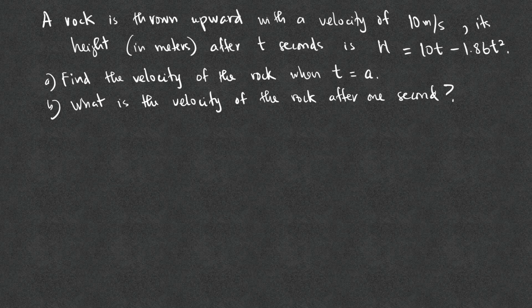A rock is thrown upward with a velocity of 10 meters per second, with its height in meters after t seconds given by the function h equals 10t minus 1.86t squared. Find the velocity of the rock when t equals a. What is the velocity of the rock after 1 second?